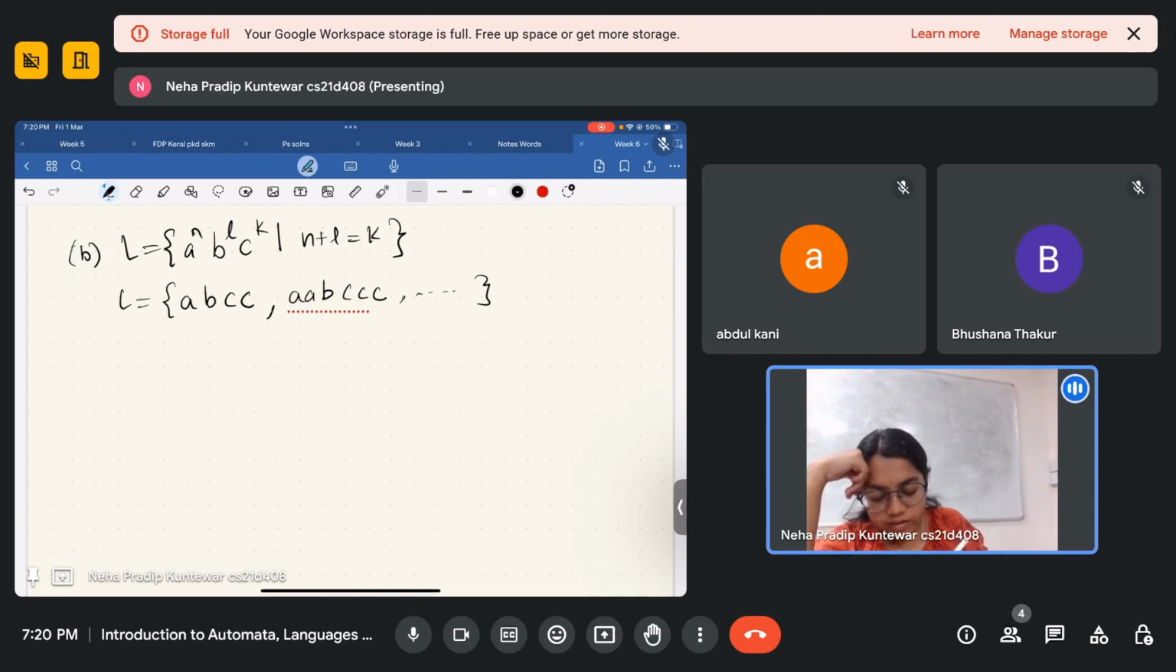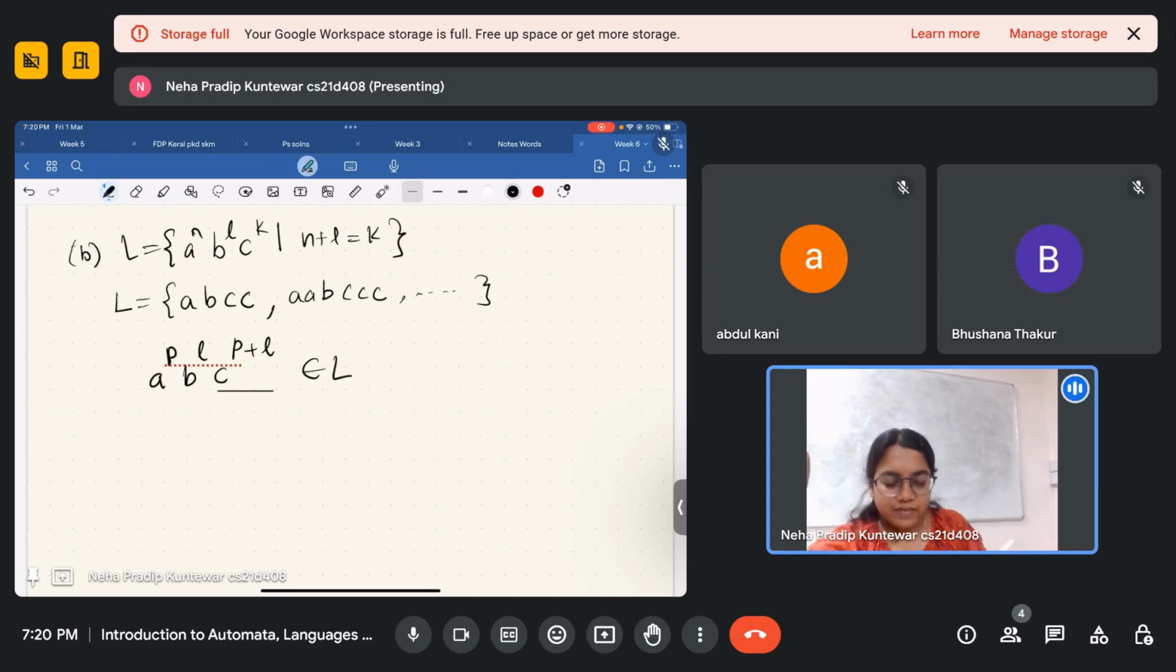Yeah, so let's see how to show that this language is not regular. Again, the idea is very similar to what we have been doing so far. Let's say that P is your pumping length. So here is some string a to the P, b to the L, c to the P plus L. Because the number of C's here is equal to the sum of the number of A's and the number of B's, this string is clearly in the language L.